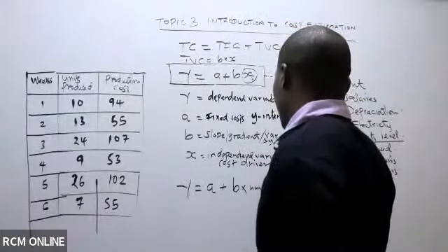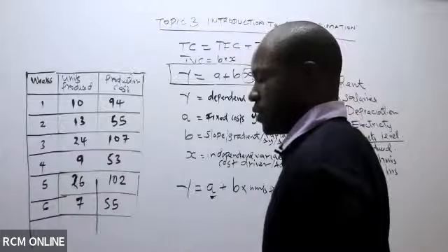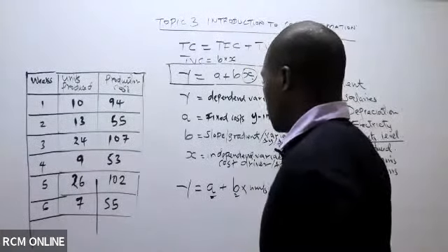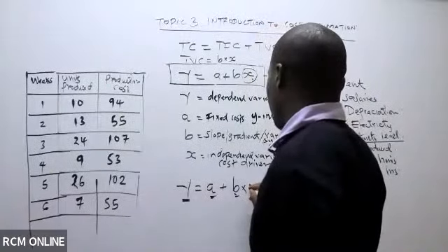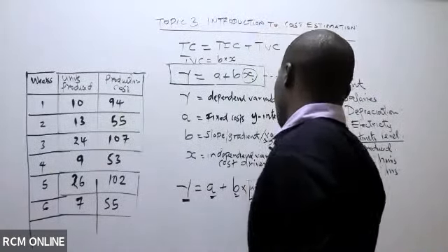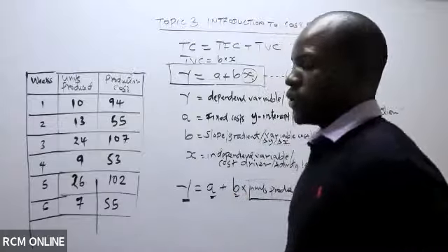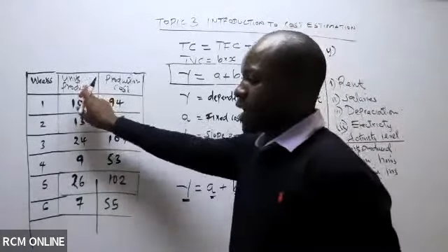So this one is constant. This one is constant, which means any change in Y will be as a result of change in what? Change in units produced, which is X. So this is the independent variable.